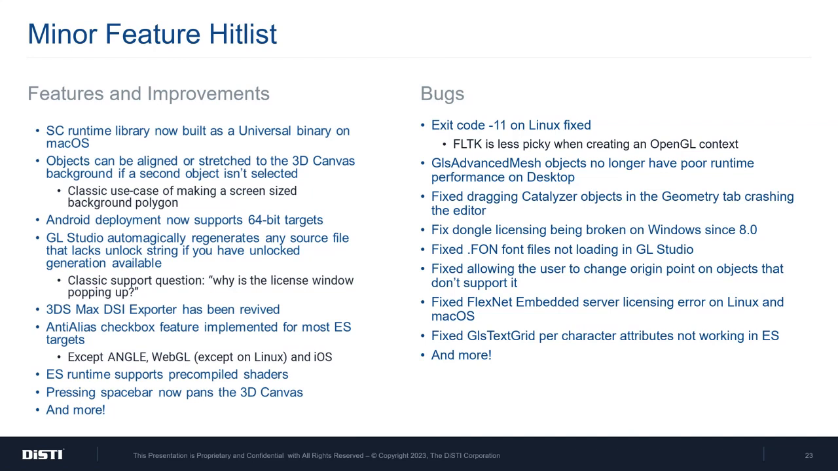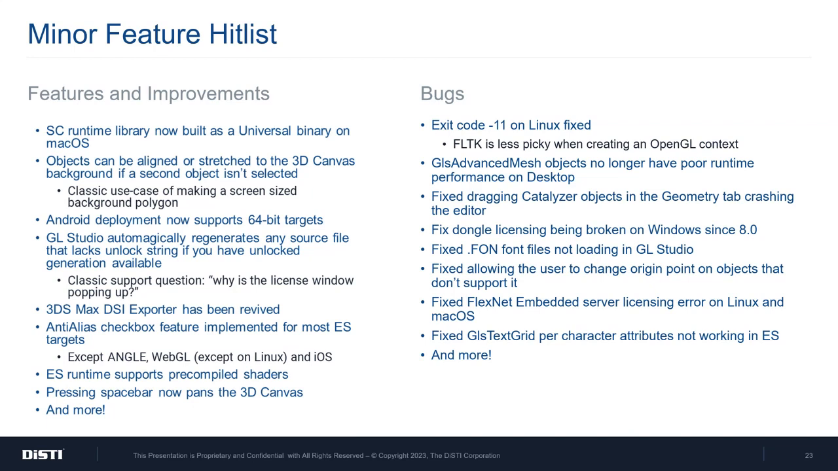In addition to these major features, we also have numerous other improvements and bug fixes, which you can see here. I'd like to highlight a few of these. So one of those is that GeoStudio now will automatically regenerate any source file that lacks an unlocked license string if you have unlocked generation available. This alleviates a situation where the license window would pop up in the case of a stale source file missing that unlocked license string. We've also revived the 3ds Max DSI exporter.